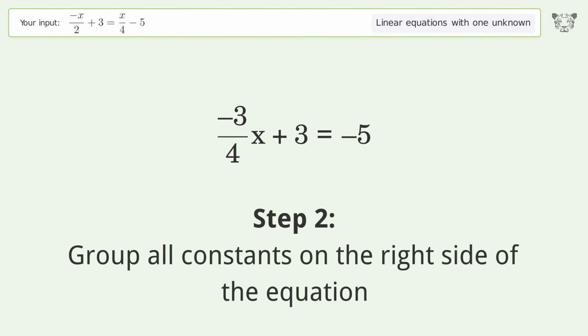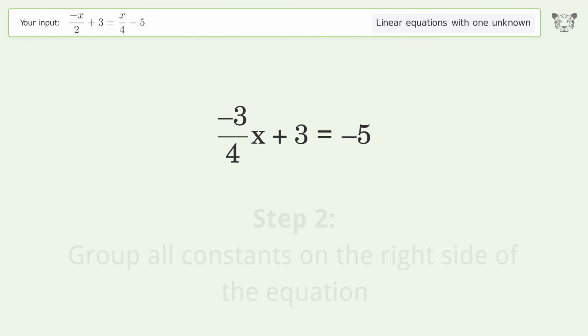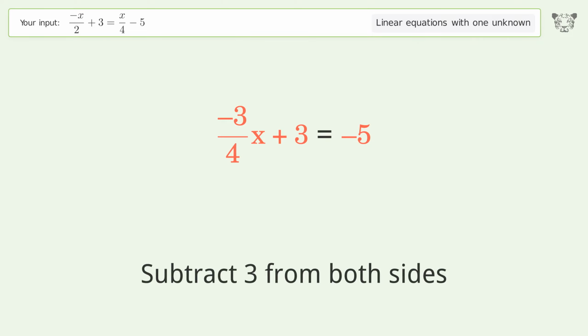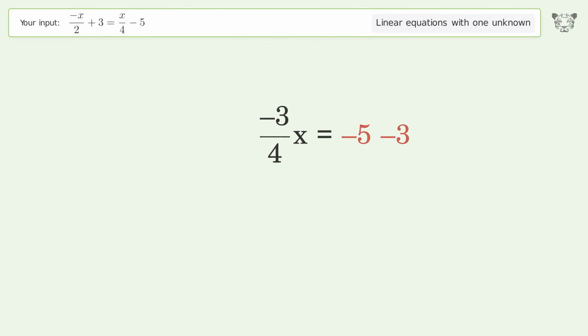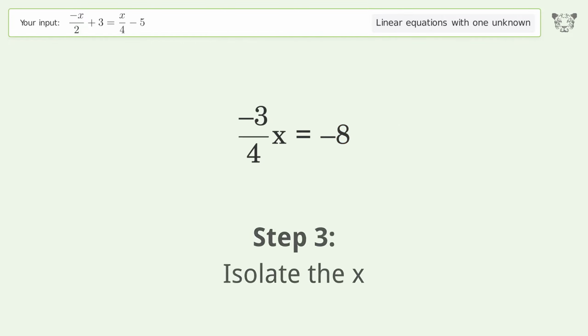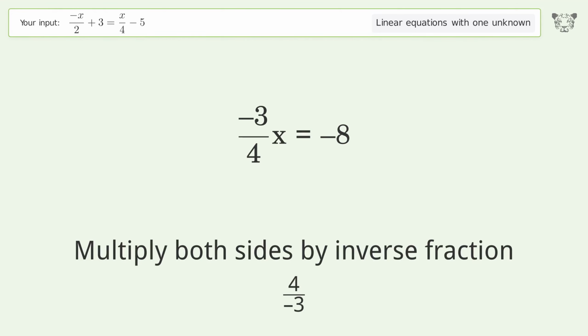Group all constants on the right side of the equation. Subtract 3 from both sides. Simplify the arithmetic. Isolate the x. Multiply both sides by inverse fraction 4/3.